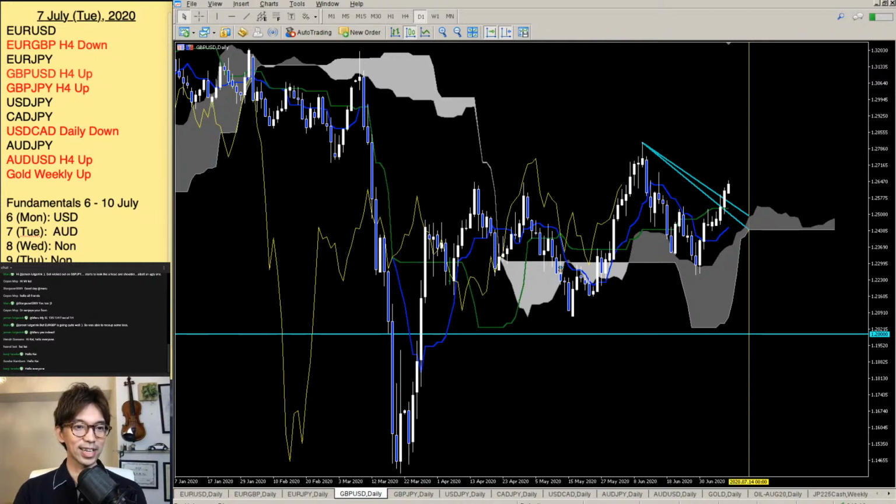Alright, so the topic is about the forecast lines. And forecast lines is something that is also introduced in this Ichimoku original book here.